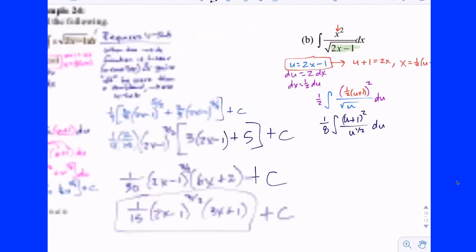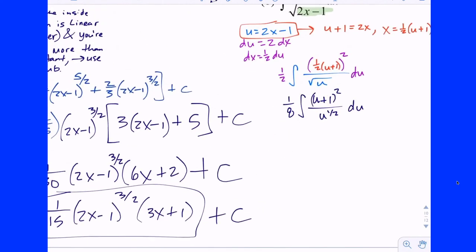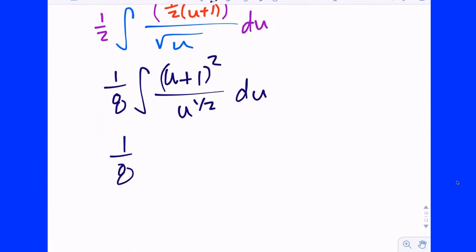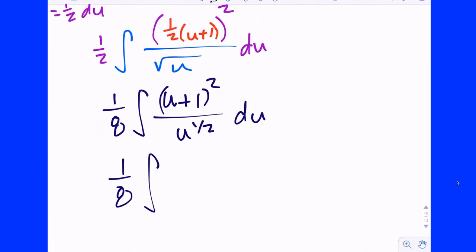Expand it out. Very good. It's always going to require you to expand it out. So you could have done that as you went from this step to this step. So square, multiply, double, square. In the numerator, you get u squared plus 2u plus 1. And it's all going to be over u to the 1/2.